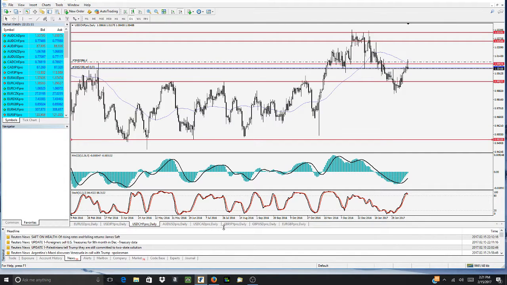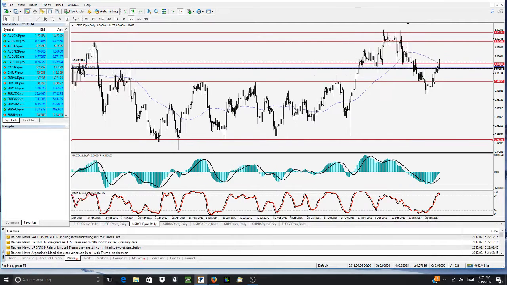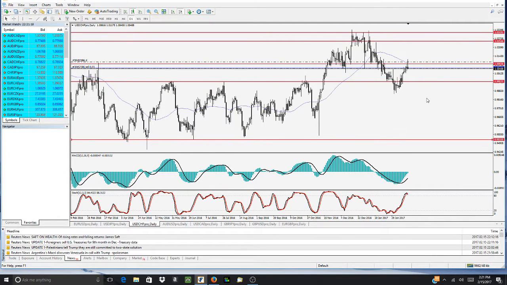So USD franc, this is another trade that I am actually in right now, and this is a sell. Right here, this is where I bought earlier. This is the daily chart. I bought from this area right here, took it up to this resistance area. Now I'm selling it and hopefully trying to get it back down to the support area.